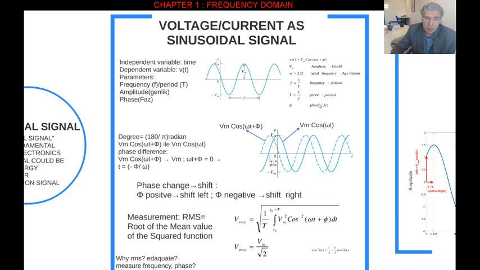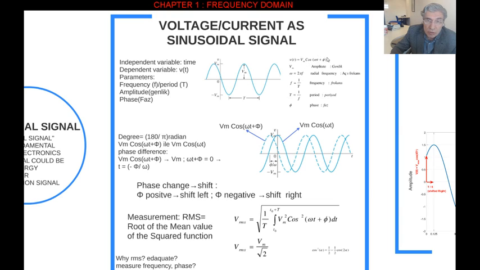So that is the second parameter. The third parameter is related, which is called phase. In Turkish we call it faz. It is related to phi. How can we determine this? If you make the cosine, this part, equal to 0, that gives you the maximum value. That means the maximum value.